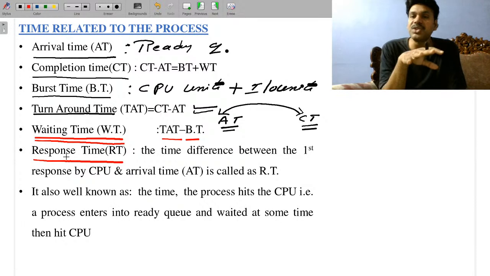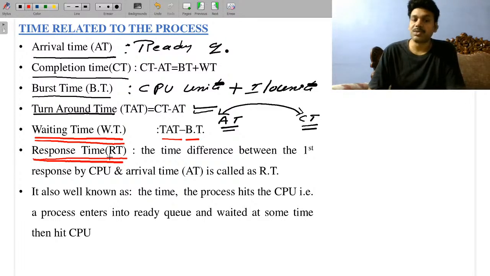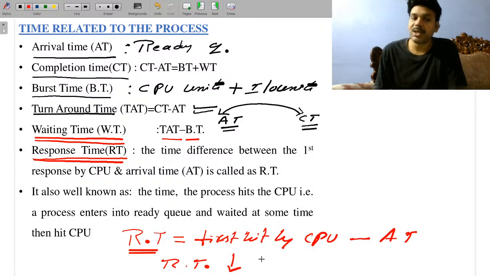The goals of a CPU scheduling algorithm: many of you understand that response time should be increased, but that is false. Response time must be decreased. To decrease the response time, we are using CPU scheduling algorithms. So our main task is this: response time is the first hit by the CPU minus your arrival time, and the main CPU goal is for response time to be decreased, not increased.